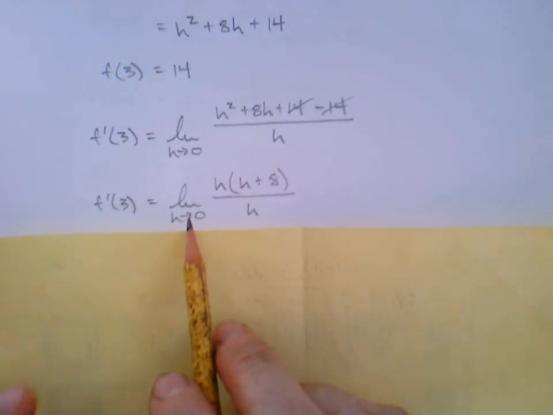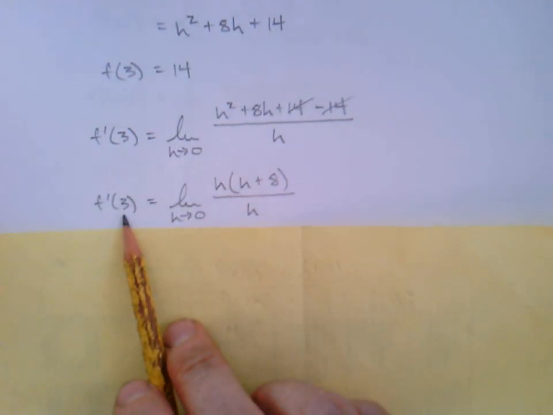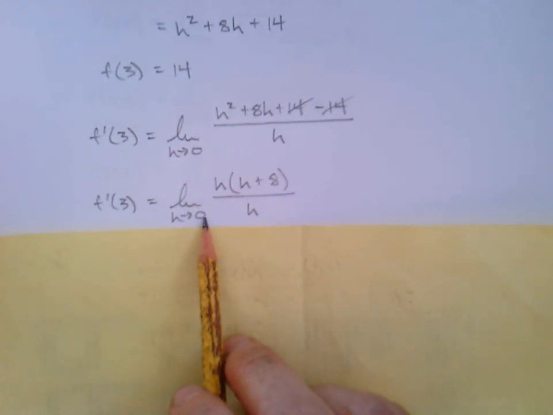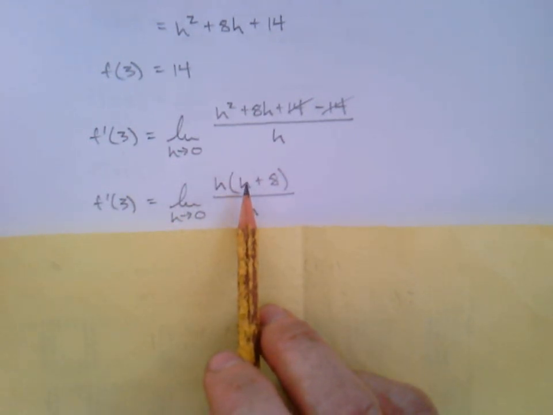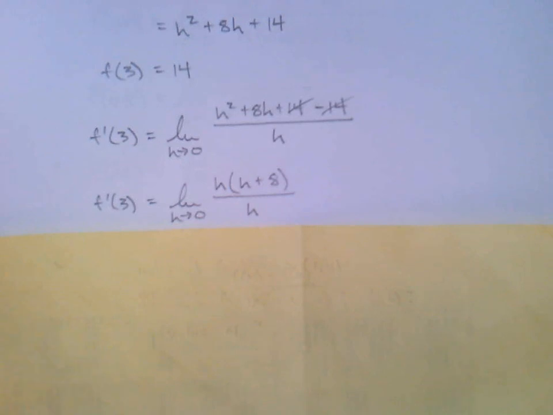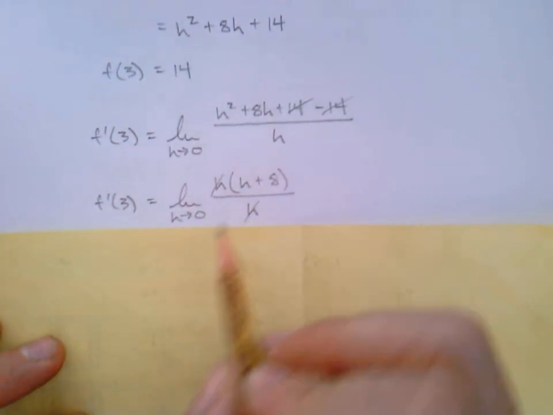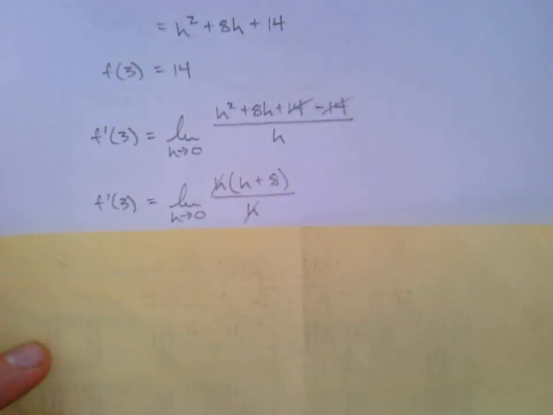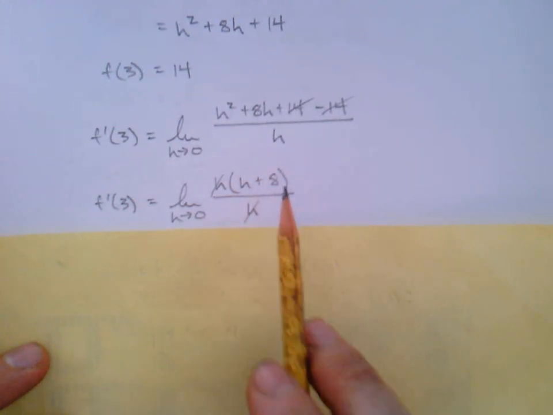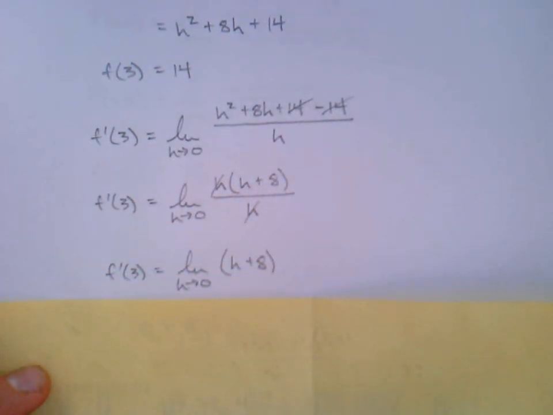All right. F prime of 3 equals the limit as h approaches 0, h times h plus 8 over h. Of course, those h's cancel out. And then let's just go ahead and plug the 0 in. And what do you know? Oh, looks like I wrote that line. Plugging in the 0, we get the same answer as before. F prime 3 equals 8. That's a good thing. We wanted to get the same answer. We were hoping we'd get the same answer.